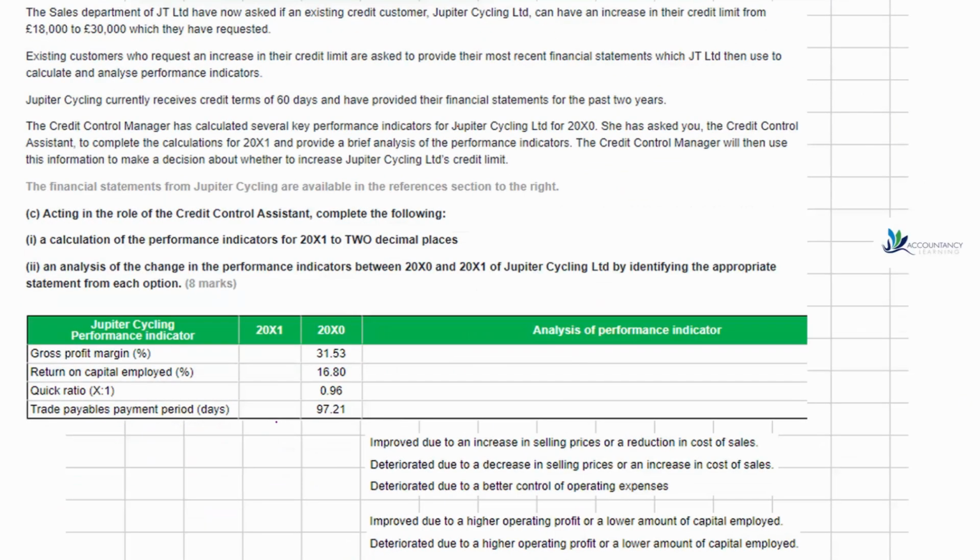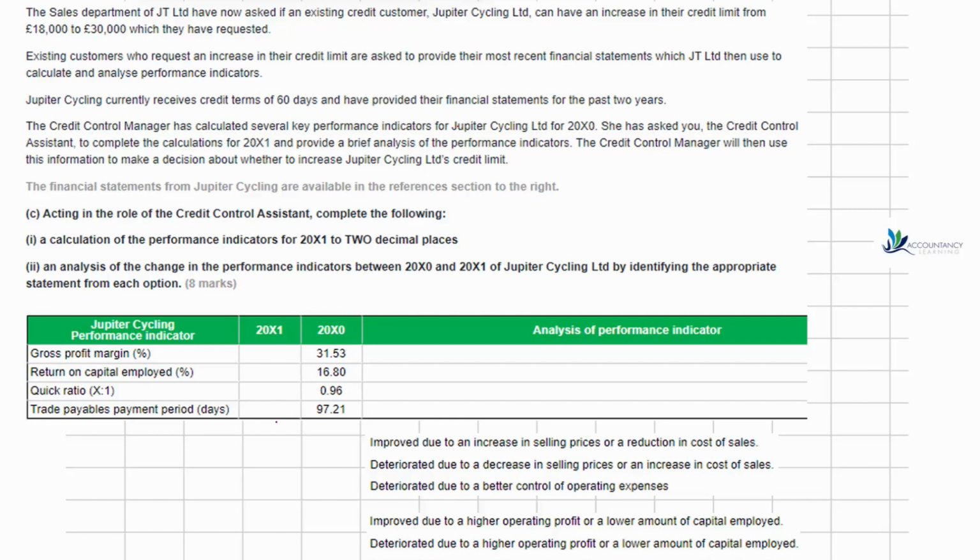So let's move on to part C now. The sales department of JT Limited have now asked if an existing credit customer, Jupiter Cycling, can have an increase in their credit limit from 18,000 to 30,000, which they have requested. Existing customers who request an increase in their credit limit are asked to provide their most recent financial statements, which JT Limited then use to calculate and analyse performance indicators. Jupiter Cycling currently receives credit terms of 60 days and have provided their financial statements for the past 2 years.